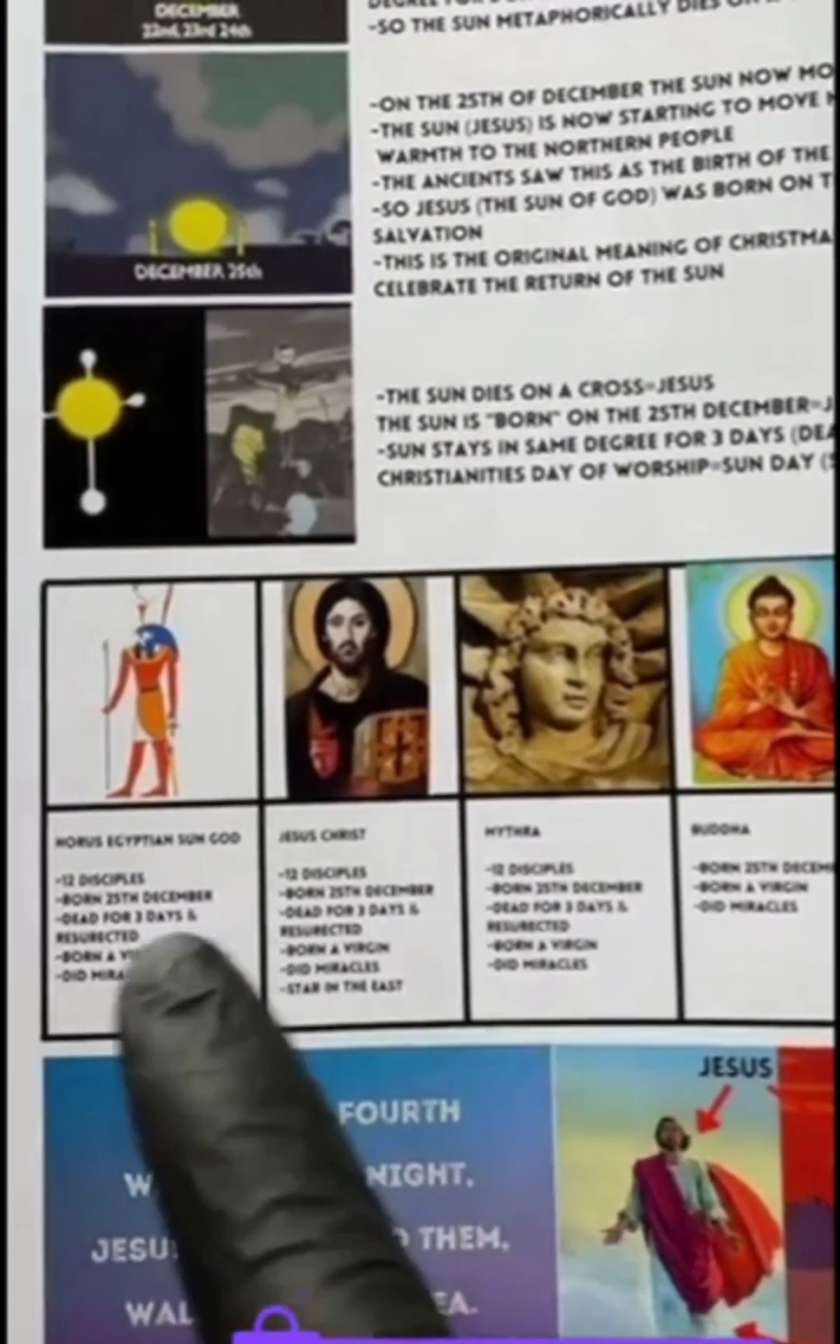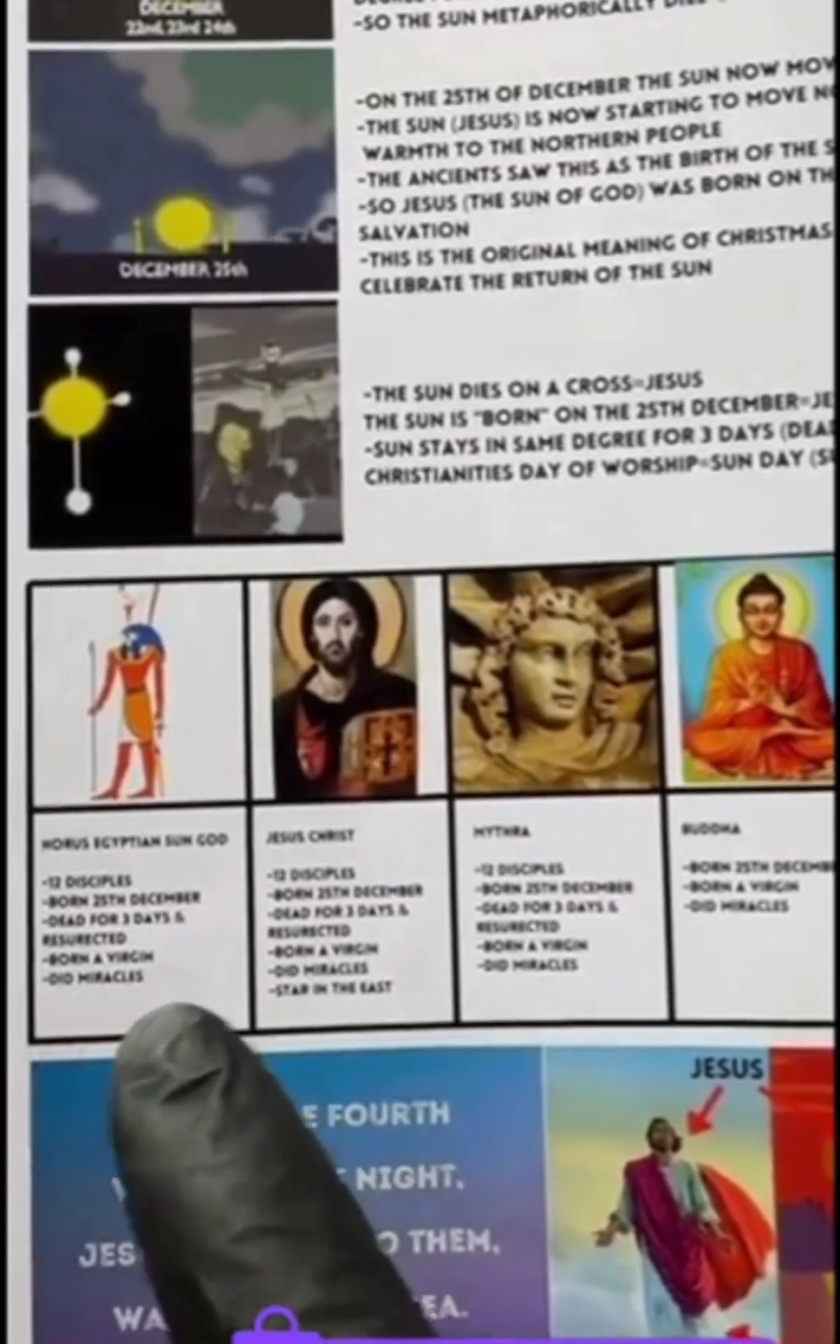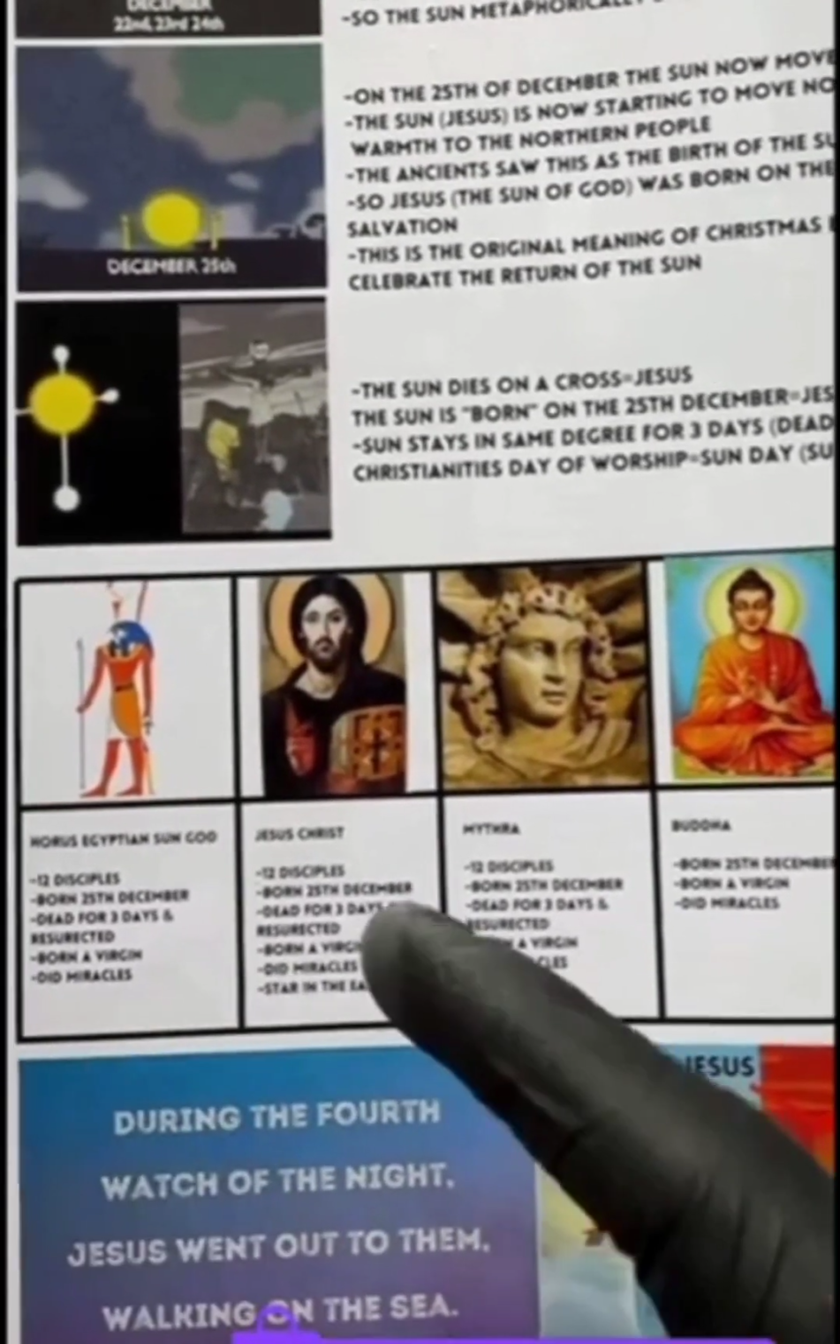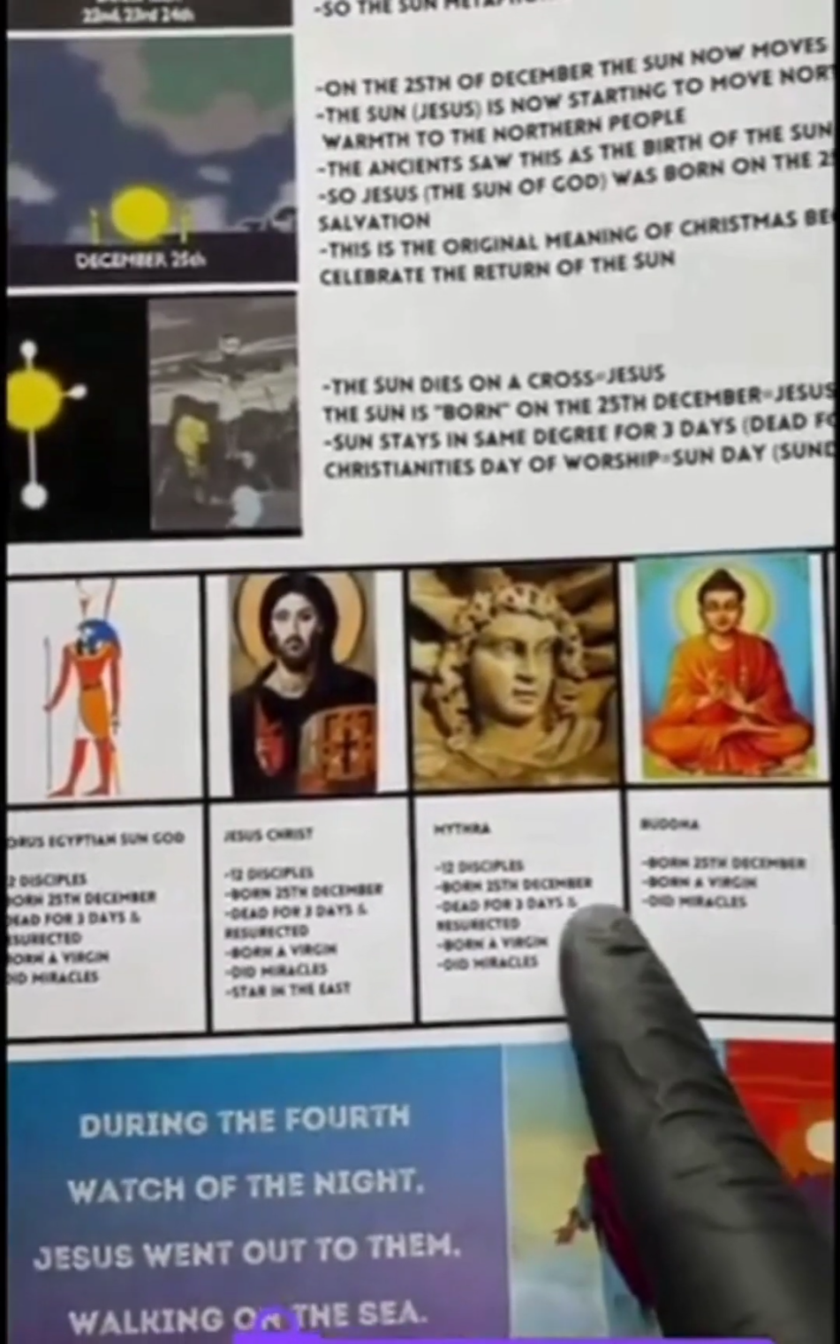Horus, the Egyptian sun god, 12 disciples, born on the 25th, dead for 3 days and resurrected, did miracles and born a virgin. Same with Mithra.